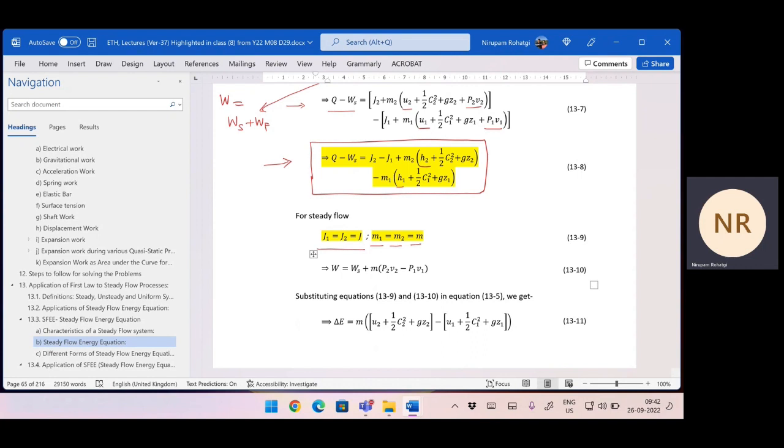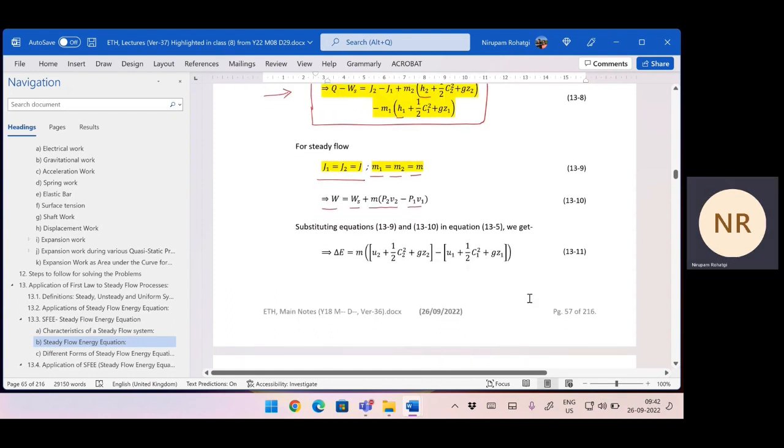Okay, and if you put that condition, your total work will be equal to shaft work plus m(P2 V2 minus P1 V1). Your m2 and m1 are the same, so you can put them together. And then your change in energy becomes like this: m into (U2 plus C2 square by 2 plus g Z2 minus U1 minus C1 square by 2 minus g Z1).